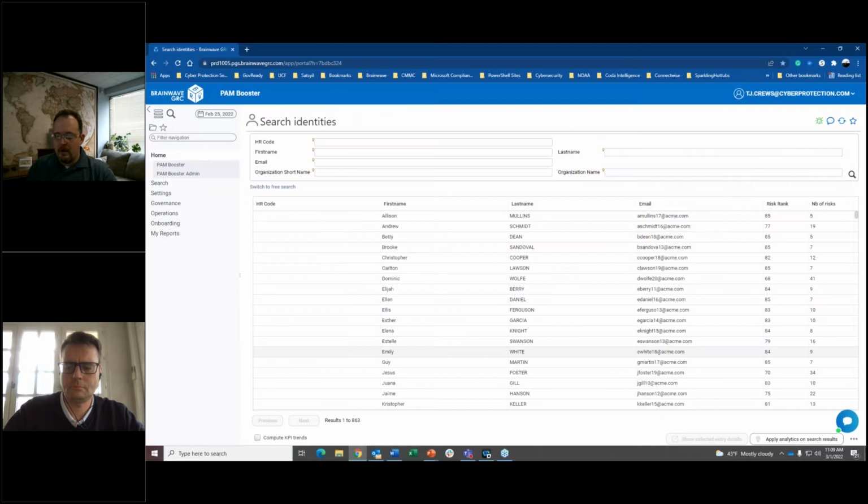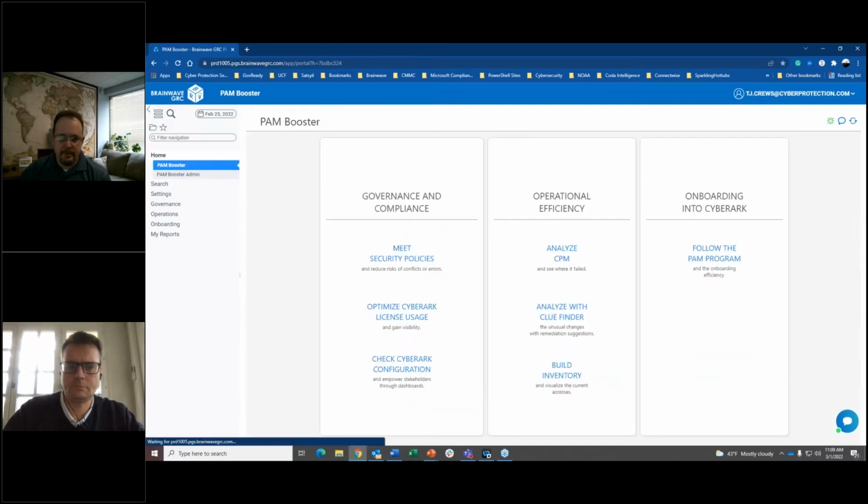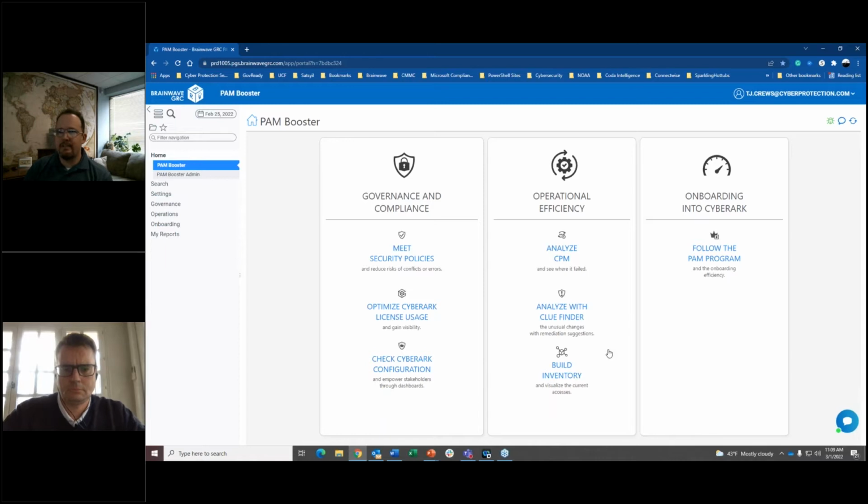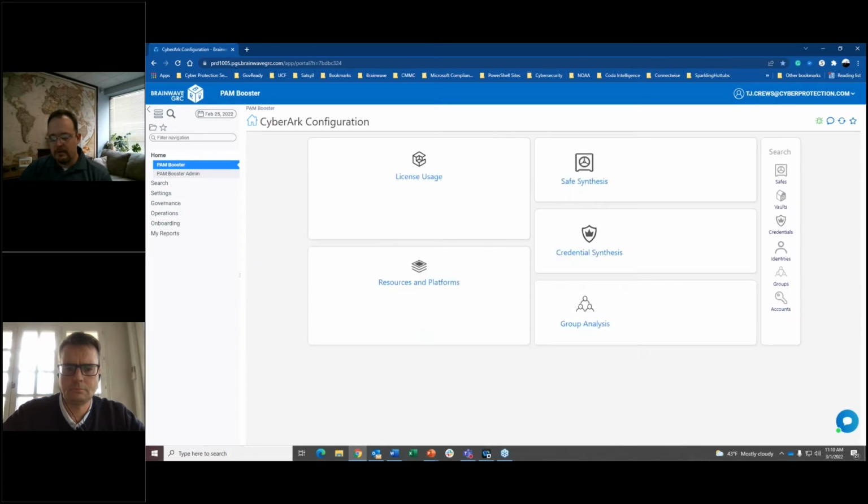Well, let's take a look at an example. So here is the PAM Booster. Here's the dashboard. Lots of different things in here. If you're looking for a more technical deep dive, we certainly can accommodate you, but I wanted to focus on just the main challenges that we're discussing today. So that being said, let's go into the CyberArk configuration here.